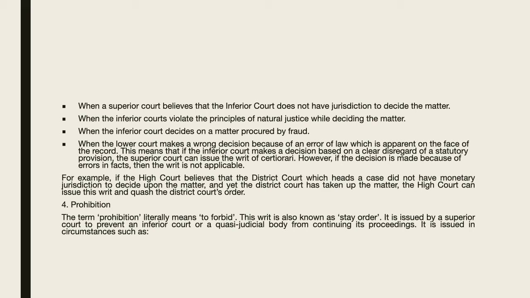When a superior court believes that the inferior court does not have jurisdiction to decide the matter, or when the inferior court violates the principle of natural justice while deciding the matter, or when the inferior court decides on a matter procured by fraud, or when the lower court makes a wrong decision because of an error of law which is apparent on the face of the record. This means that if the inferior court makes a decision based on a clear disregard of statutory provision, then the superior court can issue the writ of certiorari. However, if the decision is made because of errors in facts, then the writ is not applicable.